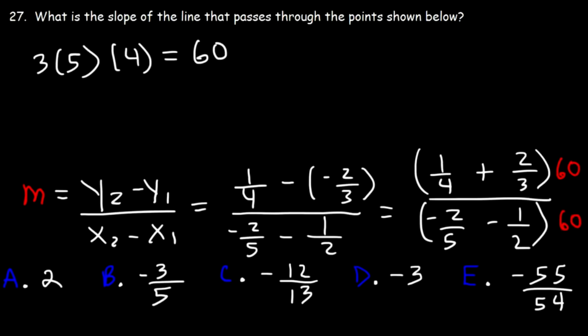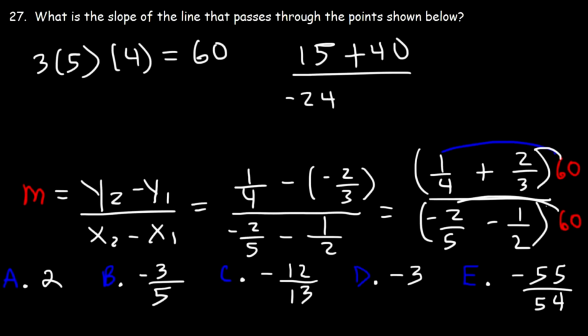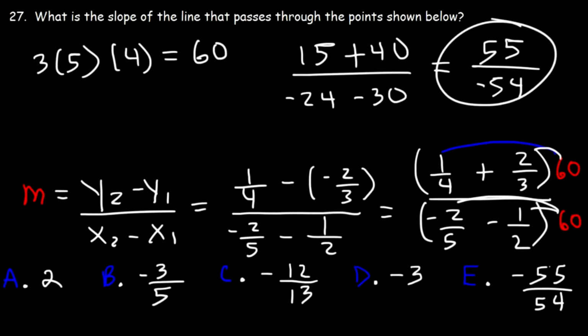So let's distribute 60. 60 times 1/4, which is 60 divided by 4. That's 15. Now what is 2/3 of 60? 60 times 2 is 120. 120 divided by 3, that's 40. Now what is negative 2/5 of 60? 60 divided by 5 is 12. 12 times negative 2 is negative 24. And half of 60 is 30. 15 plus 40 is 55. Negative 24 minus 30 is negative 54. Therefore, E is the right answer. It's negative 55 over 54.